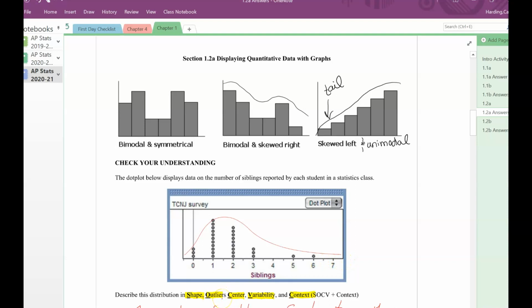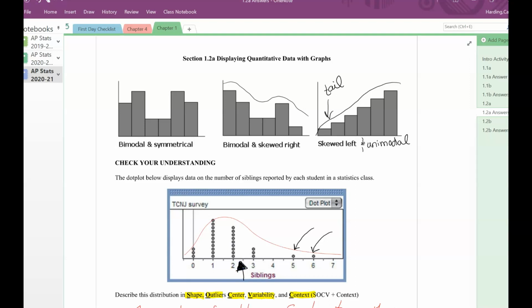Outliers. Outliers are any data that do not fall within the pattern of the distribution. And it does appear that there are a couple of outliers in this one, here at 5 and here at 6. The center of the graph. The center is where approximately the middle of the graph is. And in this one, you probably imagine that the center is somewhere in here, between 2 and 3 siblings. So we would say that that is the center of the graph.